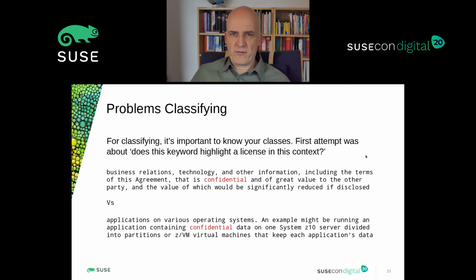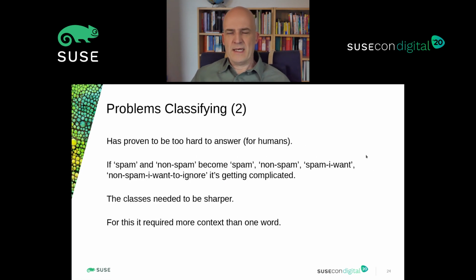So in theory this should have worked fine. The problem is, in reality there are tons of cases where it's just too hard for a human to say if this is legal context or not, by defining these 3 lines. And if spam and non-spam become spam, non-spam, spam I want, non-spam I want to ignore, or similar cases, it's getting complicated to actually write a good classifier. The classes need to be sharper, and I failed in this attempt. So it requires more context than this single word.